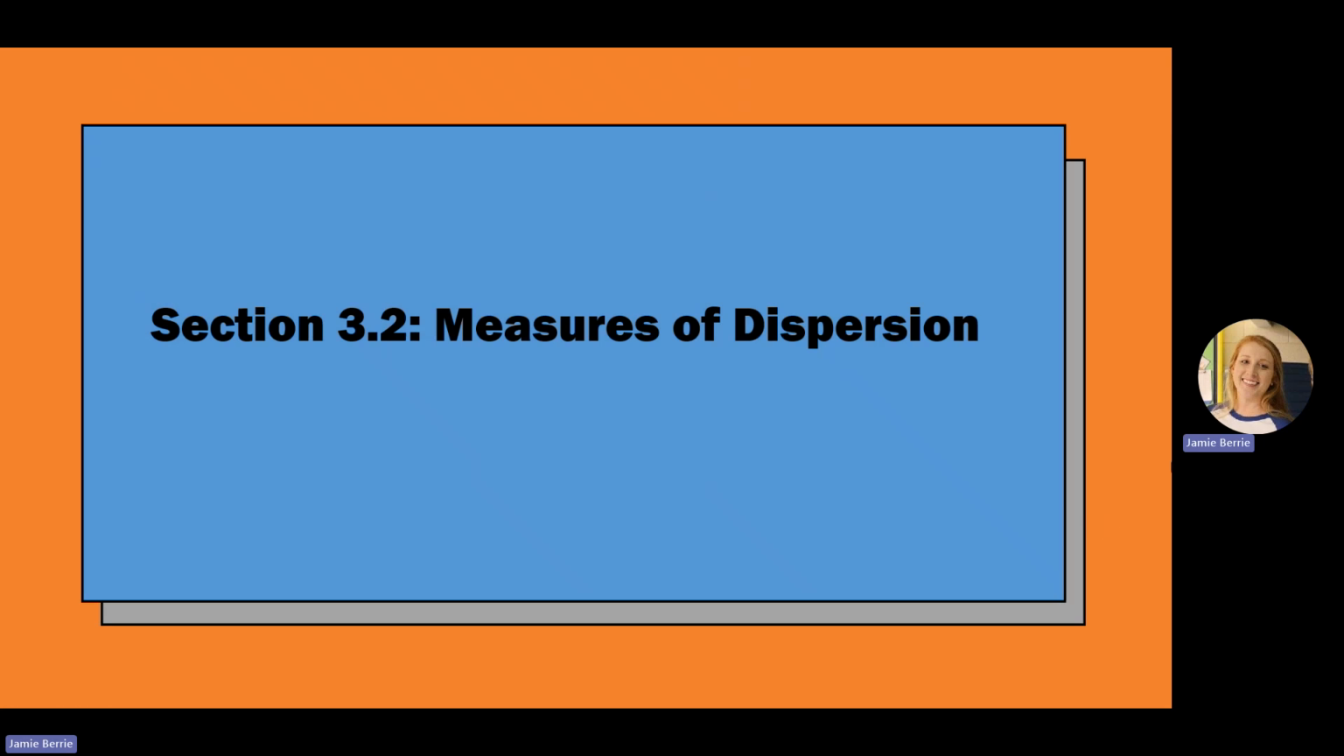All right, so we are looking at section 3.2, which is called Measures of Dispersion. Dispersion refers to how the data set is spread out. All right, so by dispersion here, what we mean is spread out. Let's see if I can write on here. Nope.